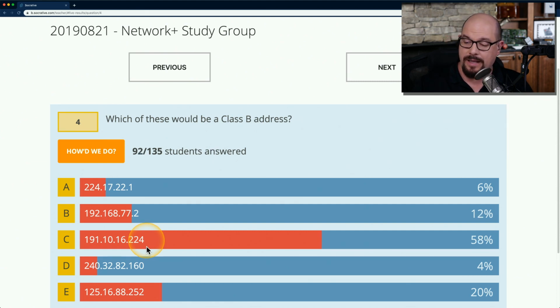And one of the things that might help you is to now look at that chart and determine what these other addresses are. Anything starting with a 224 should automatically, in your mind, be known as a multicast address.